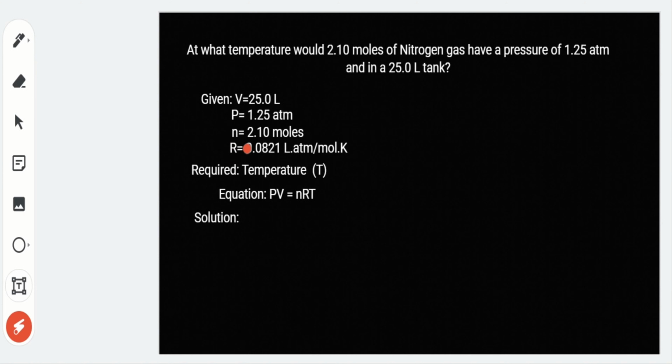And of course, gagamitin natin yung universal gas constant at ito yung unit niya. Kasi kung titignan natin yung given natin, yung unit ng ating volume liters, yung pressure natin naka-atmosphere, at of course, yung number or amount of gas naka-moles. So, yung unit ng ating temperature we expect ay in Kelvin. So, that's why ito yung gagamitin nating value ng universal gas constant natin. So, depende sa given kung ano yung gagamitin mong unit ng universal gas constant.